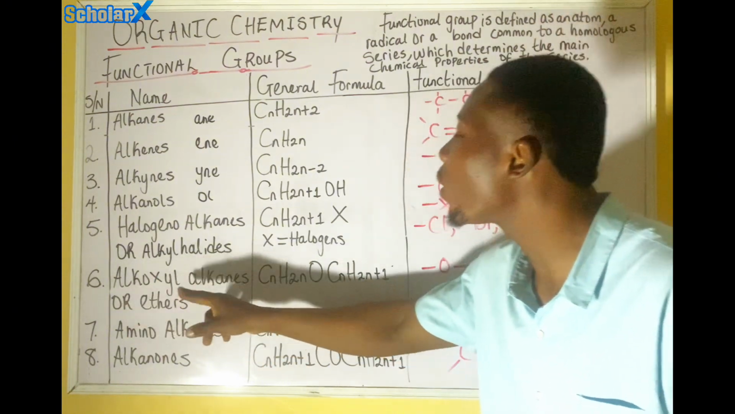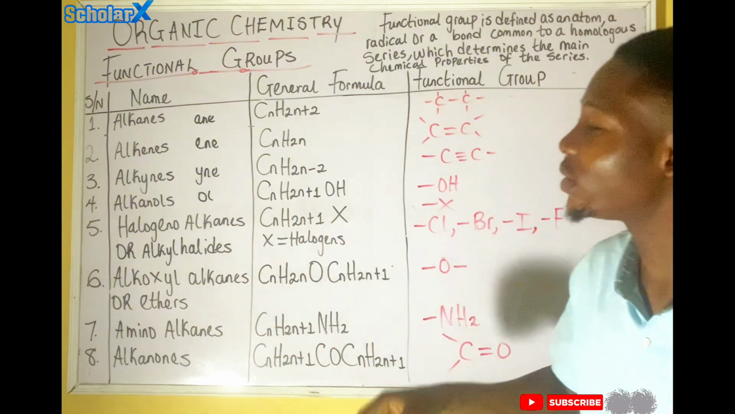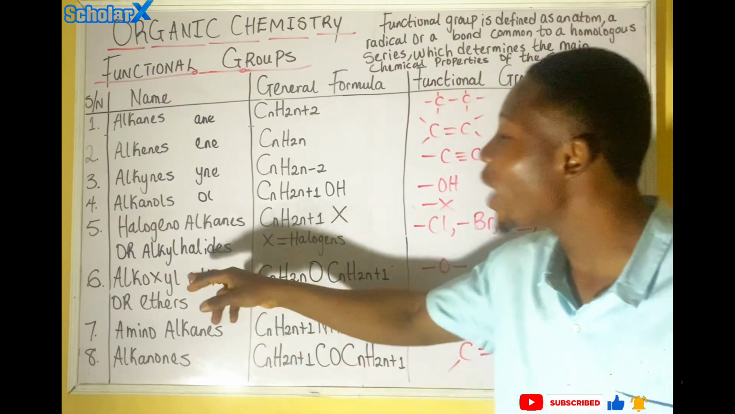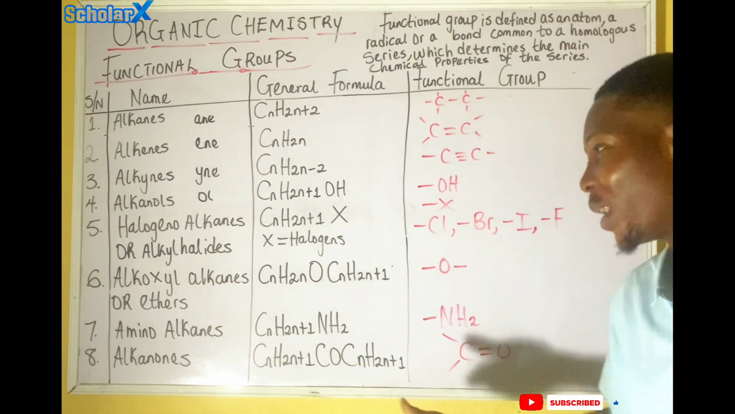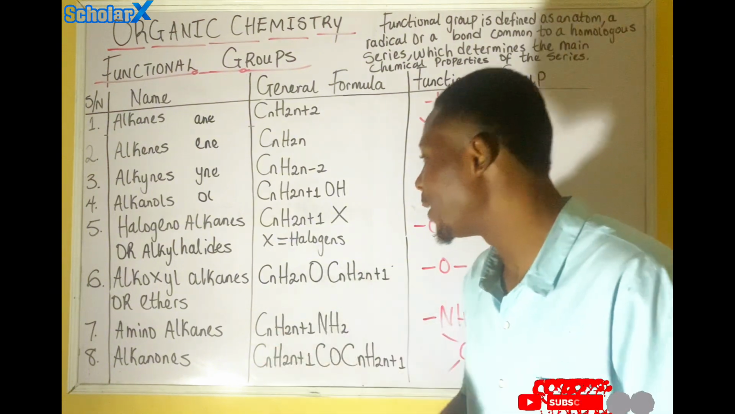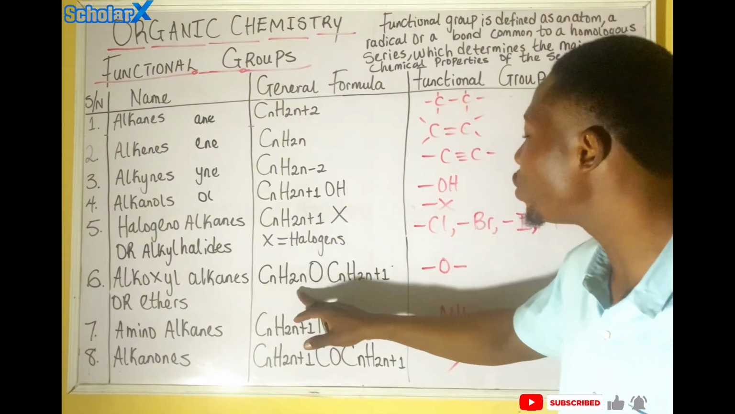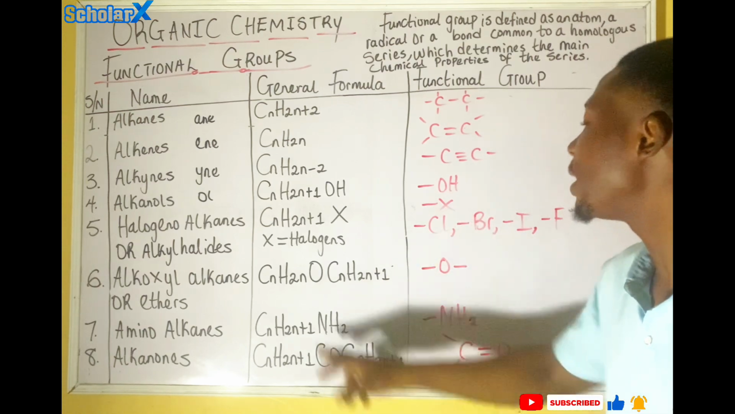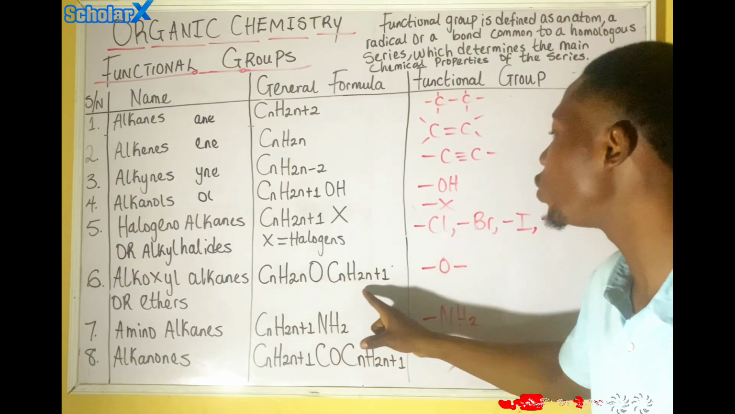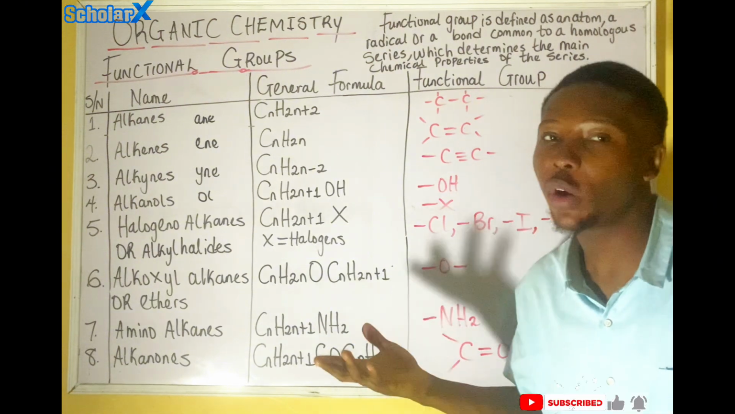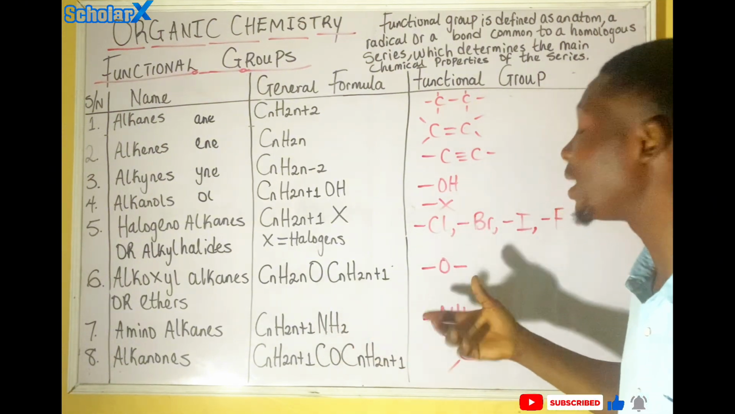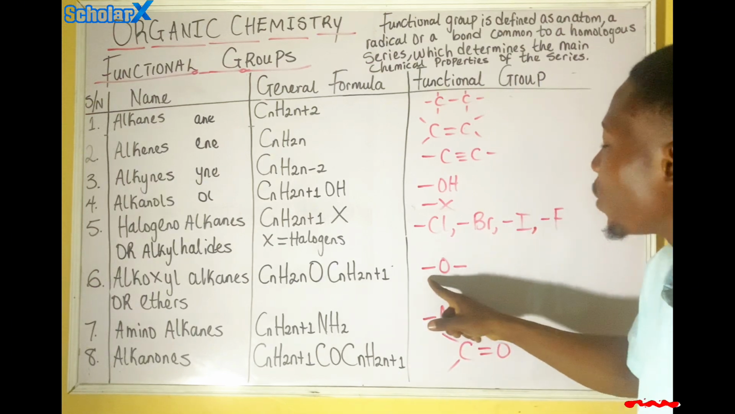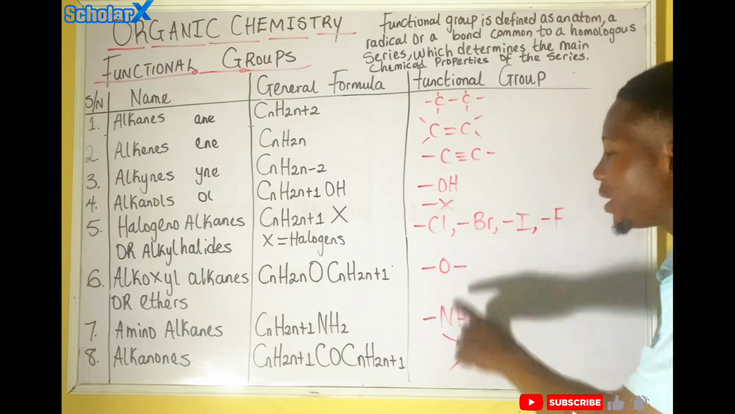The next one is alkoxyalkanes, or ethers. They have a general formula of CnH2n+1 O CnH2n+1. A very good way of understanding that this falls under the alkoxyalkanes or ether family is seeing this functional group, O. So this is their functional group.